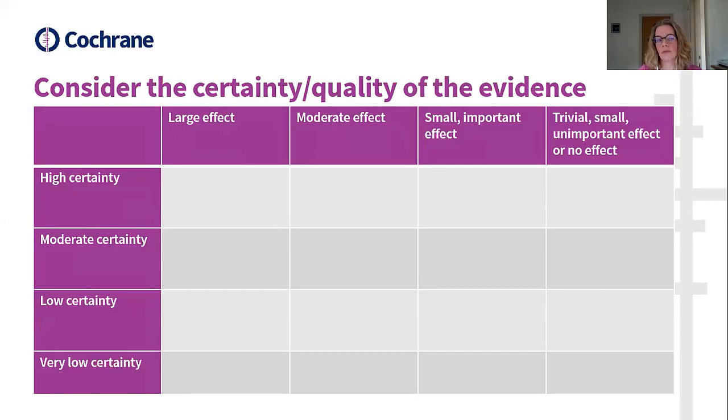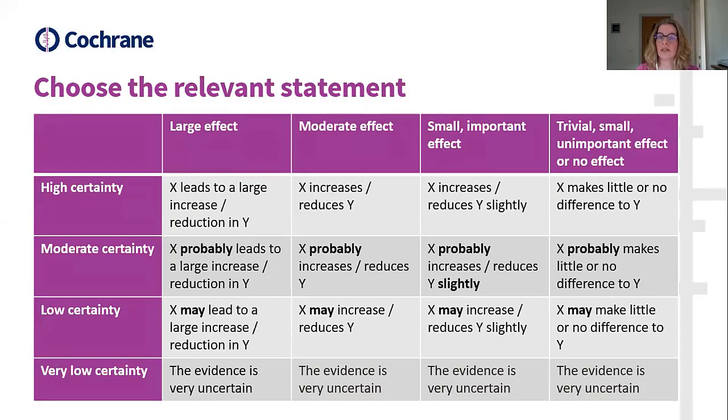So is it high, moderate, low, or very low? And then the matrix gives us some suggested statements that we can use. So if there's high certainty evidence, you don't really need to modify your statement in any way. You can simply say, for example, that the intervention leads to a large reduction. It reduces the outcome, it reduces the outcome slightly, or it makes little or no difference.